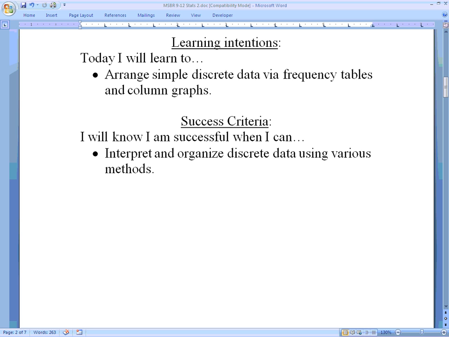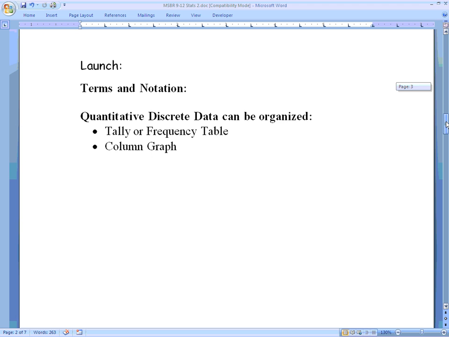Today we're going to be talking about simple discrete data and how we can arrange those via frequency tables and column graphs, also known as bar graphs. We will know we are successful when we can interpret and organize discrete data using various methods. We'll begin with a few terms of notation.